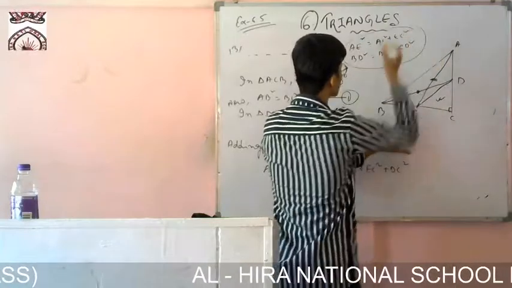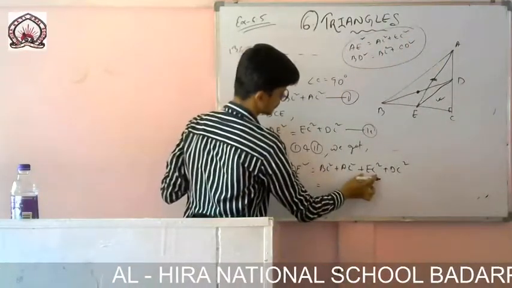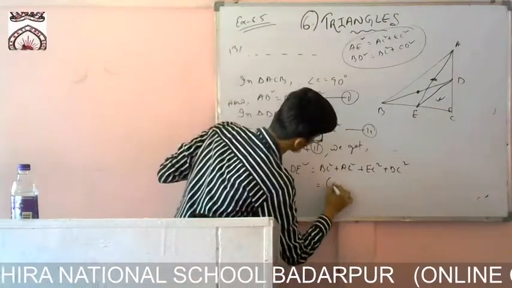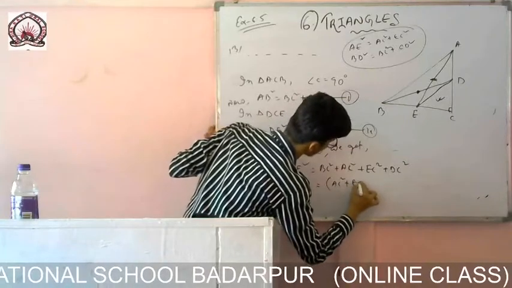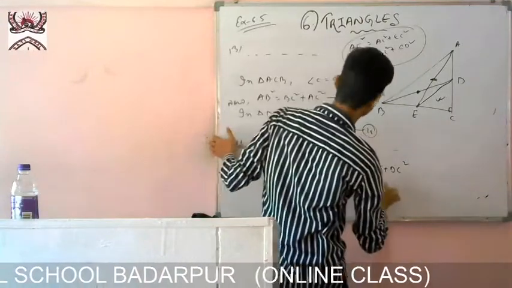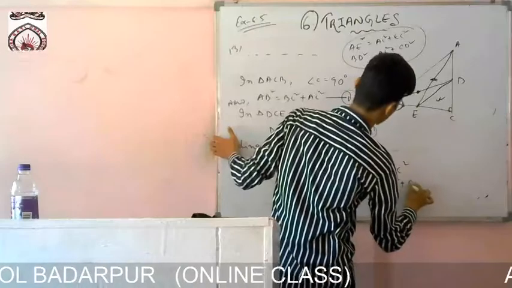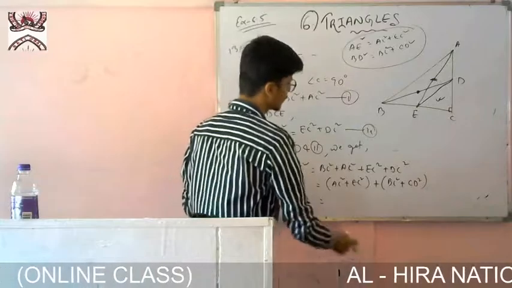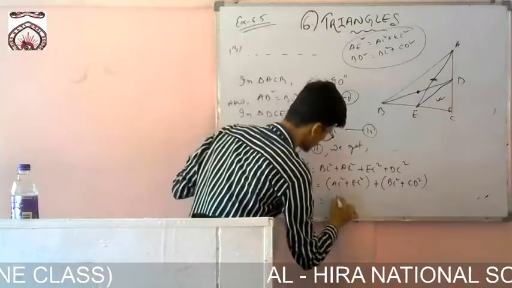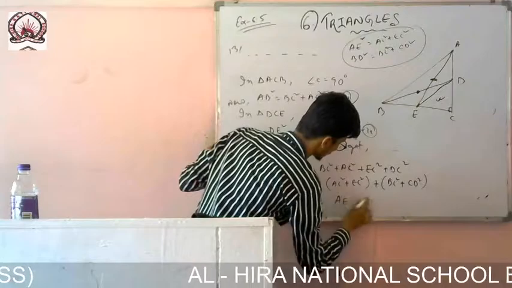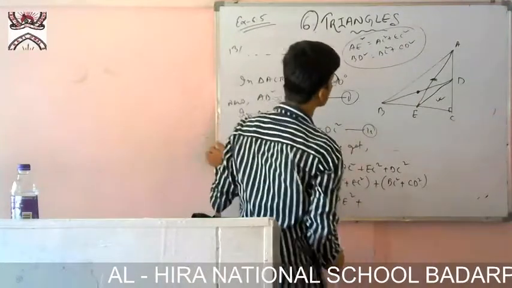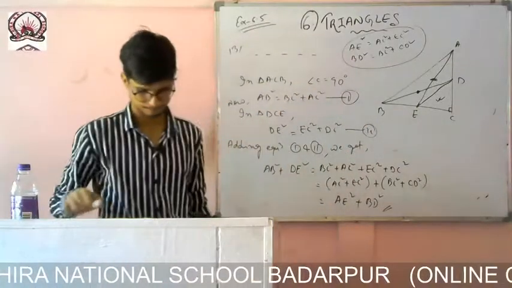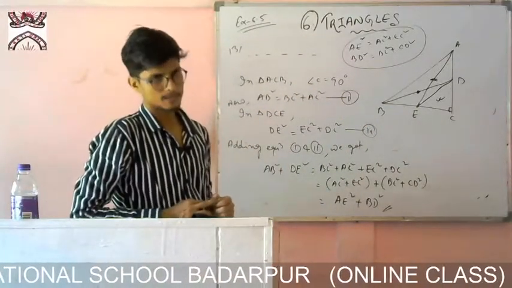So now I will use this. AC is there, EC is also there, BC is there, and DC is also there. I will just arrange them and write AC square plus EC square, in the middle a plus sign, BC square plus CD square. AC square plus EC square is equal to AE square, and BC square plus CD square is equal to BD square. Hence proved: AE square plus BD square.